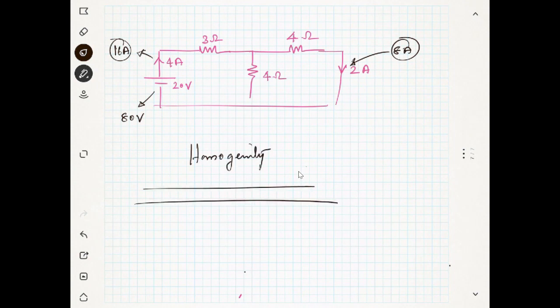This is possible only in a linear network. Without solving anything, you can find the current and the voltage, but it is valid only for the linear network. Now we will see some problems based on the superposition theorem. Okay, the first problem.